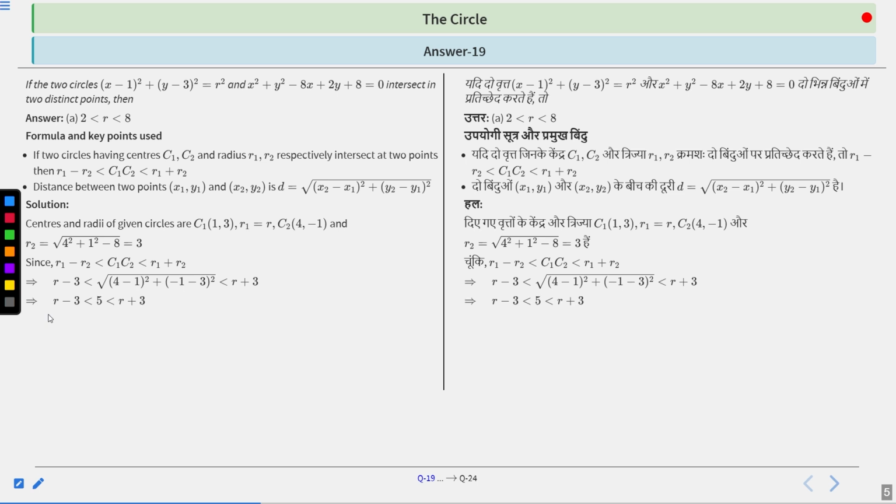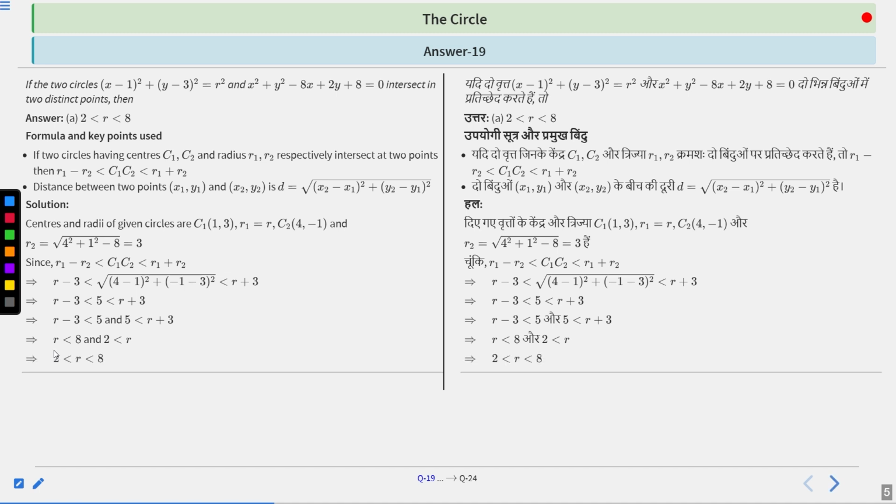Now, C1C2 is 5. So, R minus 3 is less than 5 and less than R plus 3. Therefore, R minus 3 is less than 5 and R plus 3 is greater than 5. By using this, we can easily get R less than 8 and R greater than 2. So R is between 2 and 8. Got it? So in this way, option A is the right choice. R is between 2 and 8. Okay, so let's move to the next question.